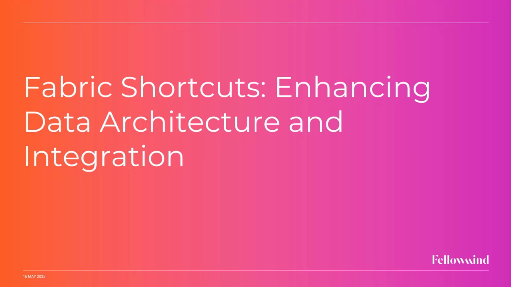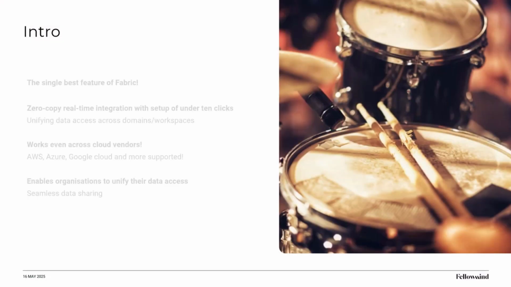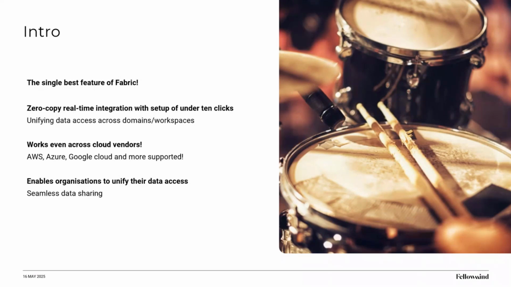So today we're talking about Fabric shortcuts and how they will be enhanced in data architecture and integrations. I'm here to demonstrate the single best feature of Fabric, at least in my opinion. I'm talking about zero-copy real-time integration with a setup of under 10 clicks that will unify data access across domains, workspaces. It even works across different clouds, including AWS, Azure, Google Cloud, and more. This will enable organizations to unify their data access with seamless data sharing.